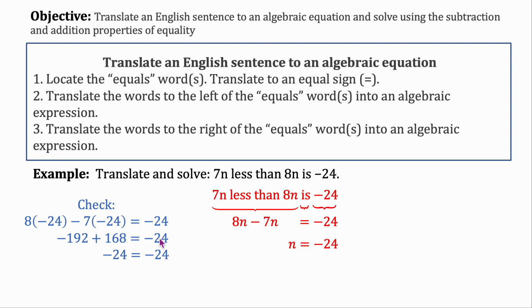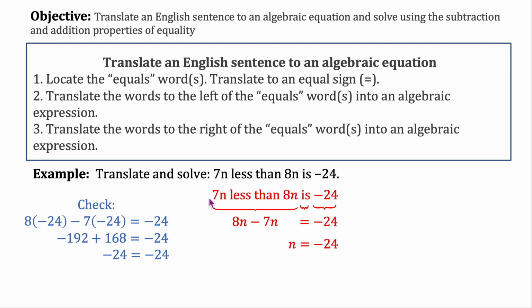Now, how can we check? Well, algebraically, in our equation, we should be able to replace the n's with negative 24 and get it to work. Well, 8 times negative 24 is negative 192. The two negatives here make a positive 168. Negative 192 plus 168 is indeed negative 24, so it checks out.